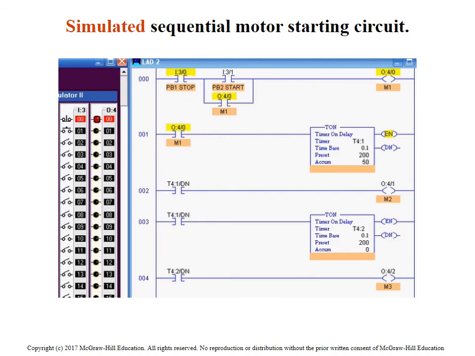And boy, they put a lot of big numbers in these things. So here we've got to count to 200. When we reach 200, we're going to turn on M2. And then when we reach 200 on the second timer, we're going to turn on M3.